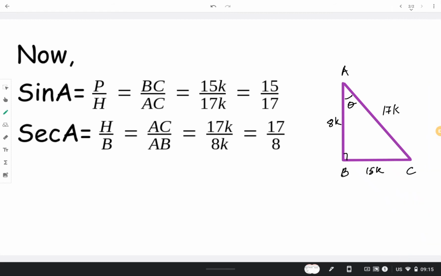So we just have to put the values directly here, alright? They ask us to find sine A and sec A. So let's do sine A first. Sine A is perpendicular by hypotenuse. Once you remember, your theta is here, which means AC is our hypotenuse, BC is our perpendicular, and AB is our base. So perpendicular by hypotenuse. Perpendicular is how much? 15k, and then hypotenuse is how much? 17k. So I've written here 15k, 17k. This k and k will get cancelled. Our answer is 15 by 17.